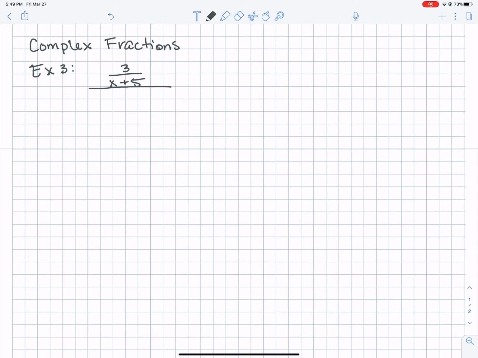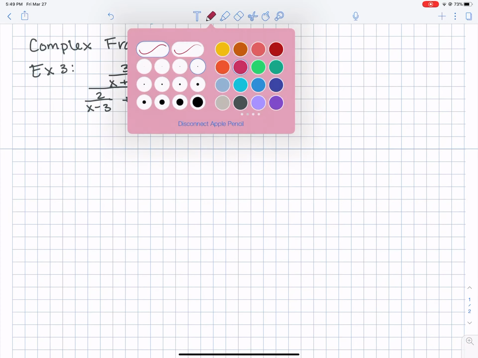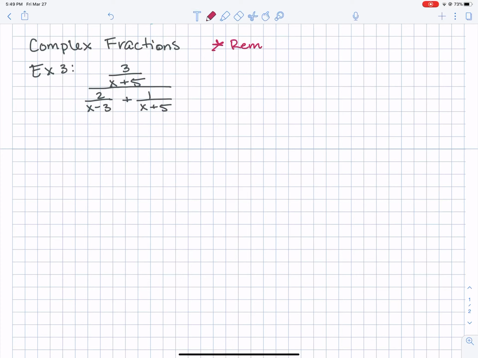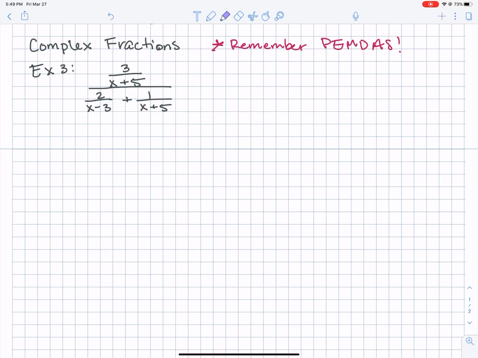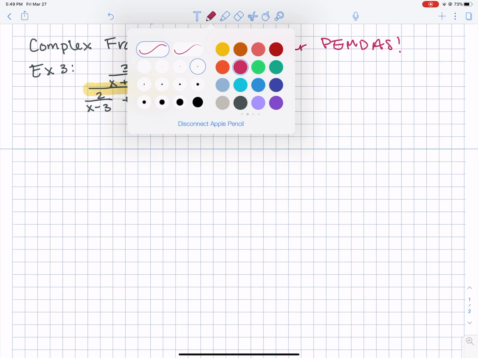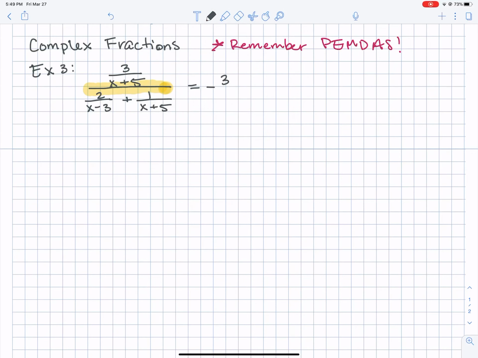So we're starting with 3 over x plus 5 over 2 times x minus 3 plus 1 over x plus 5. Now the thing that we really need to remember, and I'm going to star this right here, remember PEMDAS. So here's the thing, this fraction bar right here is a fancy way of saying divide. So this actually means 3 over x plus 5 divided by 2 over x minus 3 plus 1 over x plus 5.